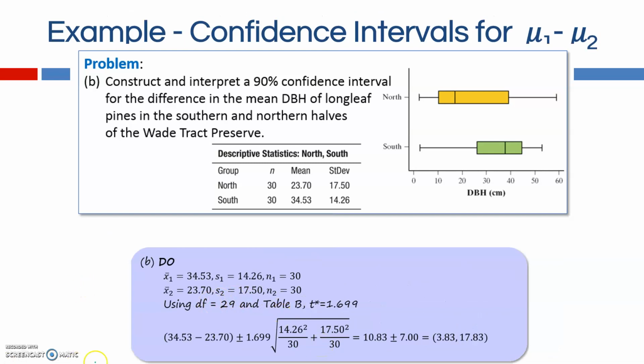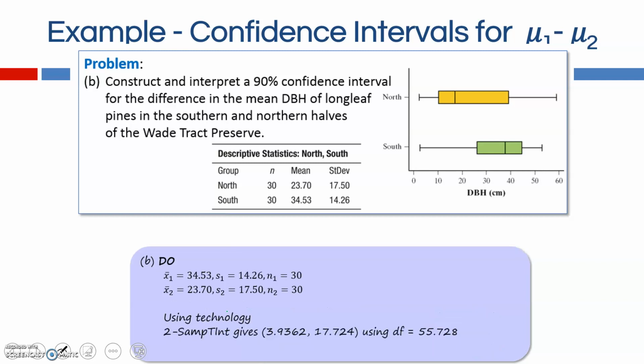Okay, here's our do step. Like I said, I am going to highly recommend you use technology. If you'd like to calculate it by hand, you saw the formula on a previous slide, and you can do so. But I'm going to highly encourage us to use the calculator method, and I'm going to skip right over here. But notice that we get 3.83 to 17.83, and they're using a degrees of freedom of 29, which, as you're going to see, is a very conservative estimate here. But you'll notice the actual degrees of freedom are not even close to that.